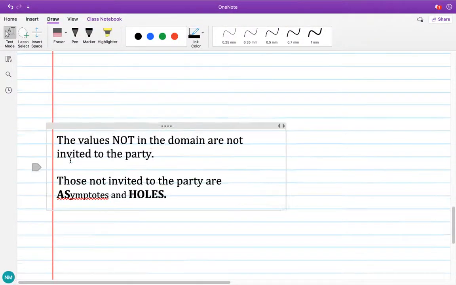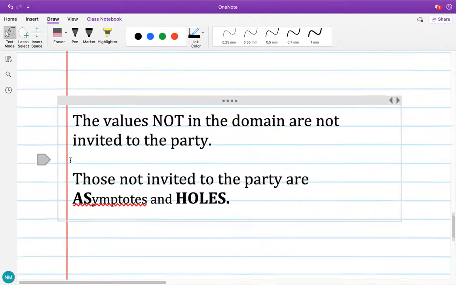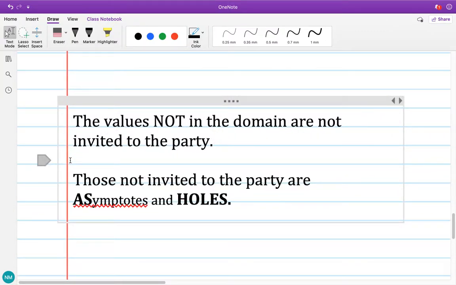So here's your summary. The values that are not in the domain are not invited to the party. Those not invited to the party are asymptotes and holes. I'm going to just let that sink in.